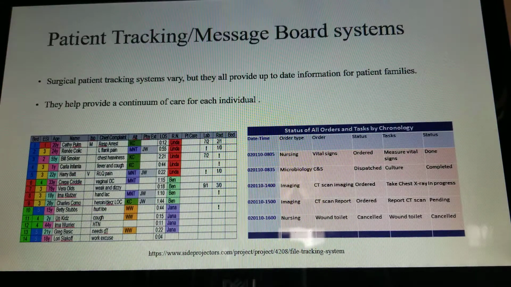Patient tracking message board systems. Surgical patient tracking systems vary for each facility, but they all provide up-to-date information for the patient's family to monitor the process. Throughout their entire process, from admission to discharge, the patient tracking device message board systems help provide a continuum of care for each individual, allowing for a better outcome for patient-centered care.